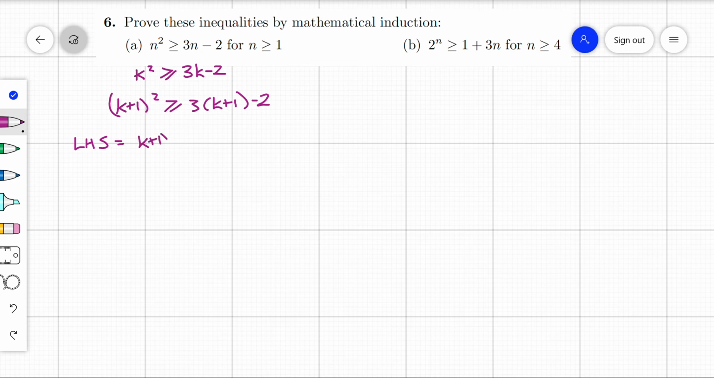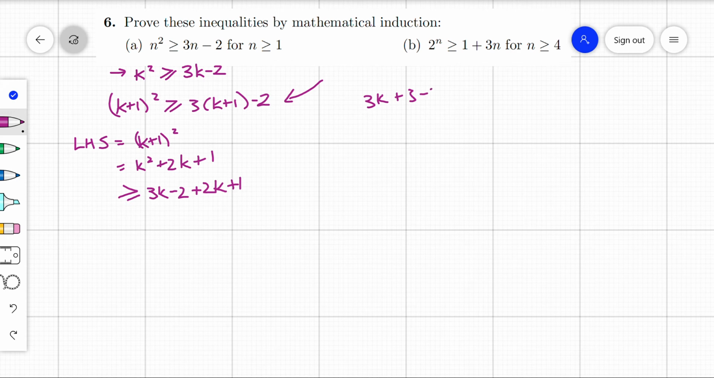So if we've got (k plus 1) squared, we know we want to use k squared somewhere, so it's k squared plus 2k plus 1. If we're going to substitute something smaller in than k squared, which we are, 3k minus 2, then we can put that inequality in. Now if you look at that, what are we getting? We're getting the 3k, so if I just look at this side for a second, I expand it as 3k plus 3 minus 2.